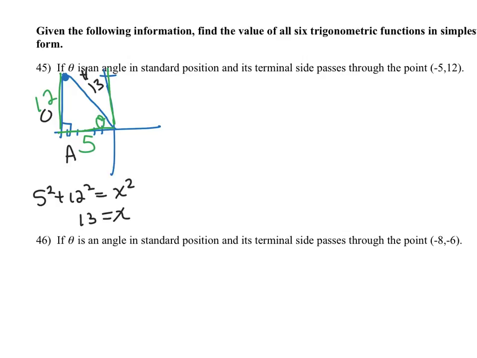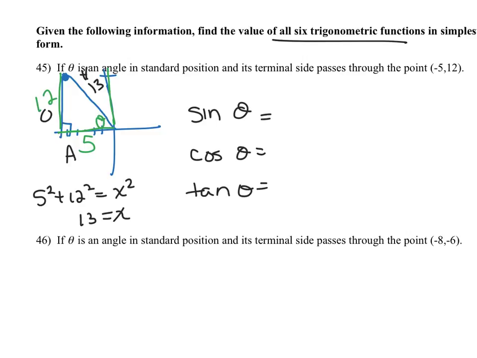So if we want to find all 6 trig functions in simplest form, remember, this is what I like to do. What you decide to do is up to you. I do sine, cosine, and tangent. Then I do the reciprocals right next to them: cosecant, secant, and cotangent.